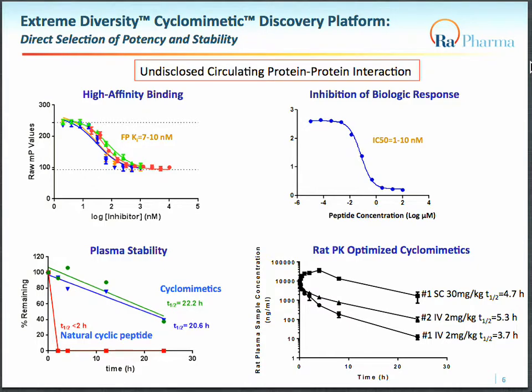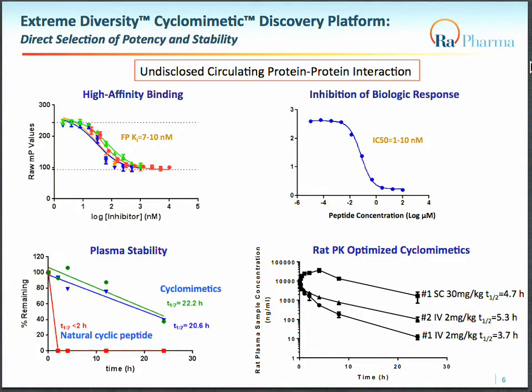And with an FP assay, you get a biochemical KD or Ki of 7 to 10 nanomolar. We look in a functional assay at the biological response. We see a similar IC50. And then if you look at plasma stability, this is really where this unnaturalness becomes important. So the peptides, the direct hits that we're selecting, have a plasma stability on the order of 20, 22 hours.